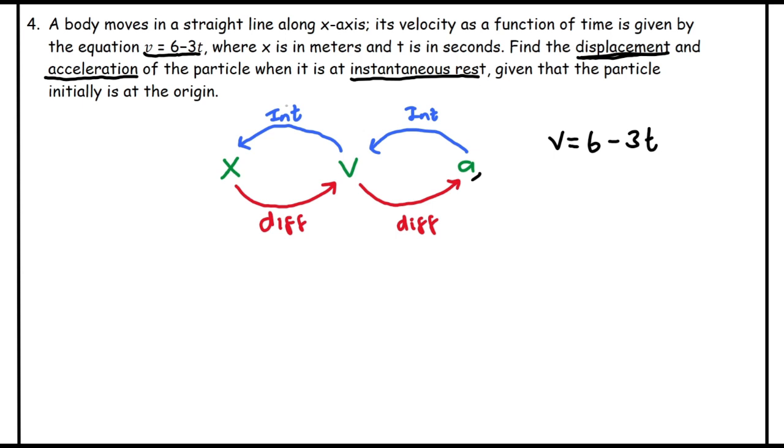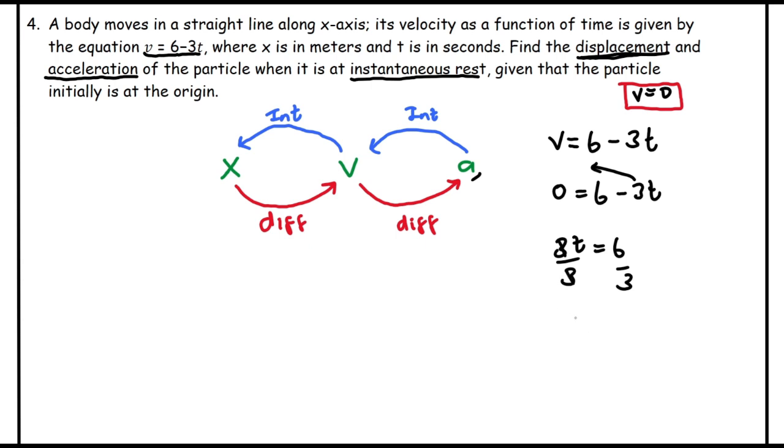Find the displacement and the acceleration of the particle when it is at instantaneous rest. The most important thing for you to know at instantaneous rest is that the velocity is equal to 0. V is equal to 0 at instantaneous rest. So if we plug 0 into this equation, 0 is equal to 6 minus 3t. We take 3 to the other side, we get 3t is equal to 6. Divide by 3 on both sides. This gives us t equals 2 seconds.